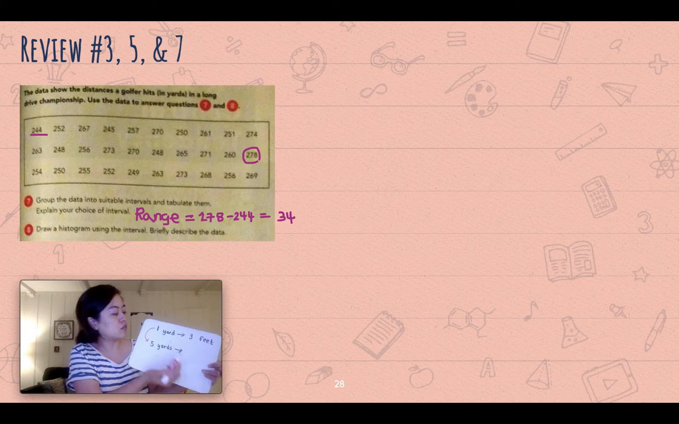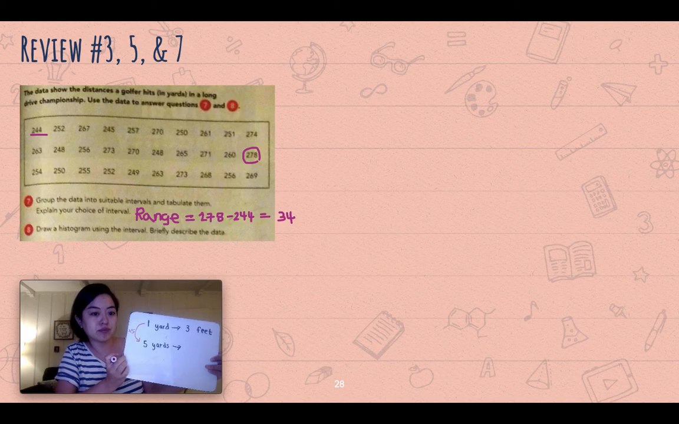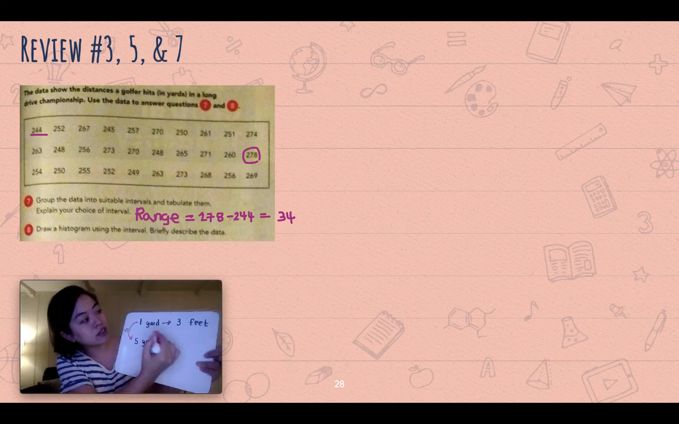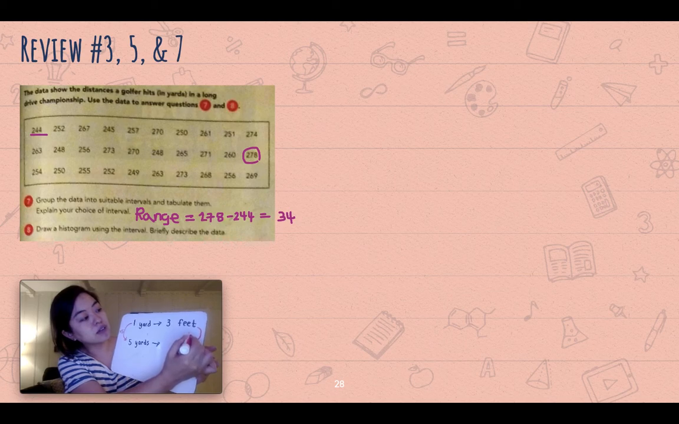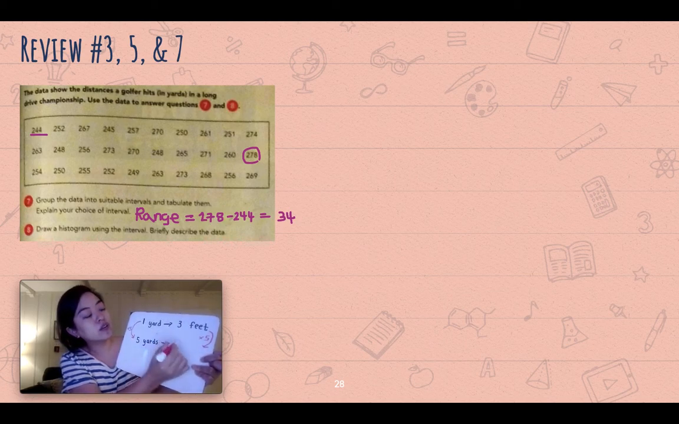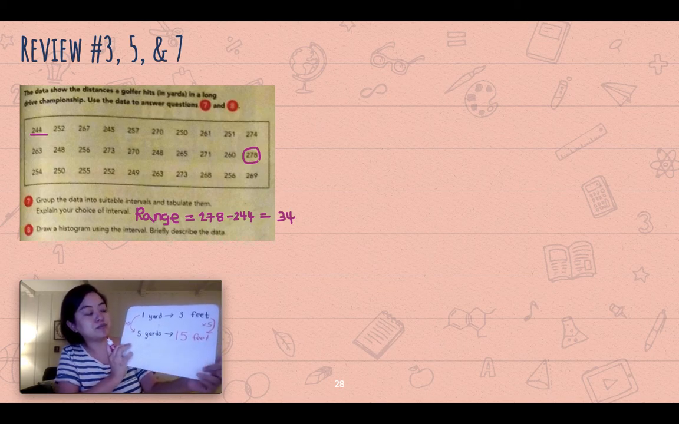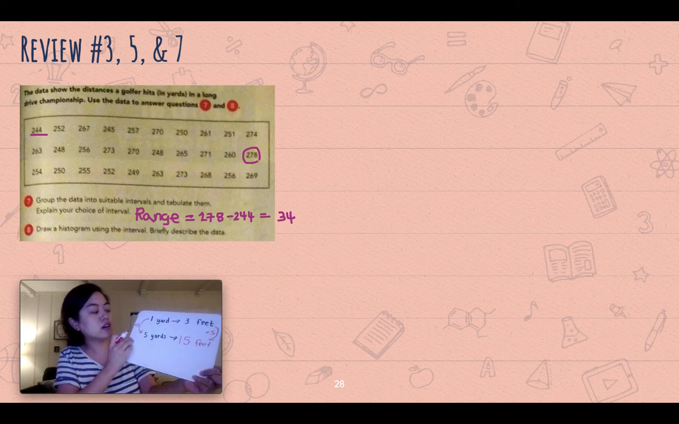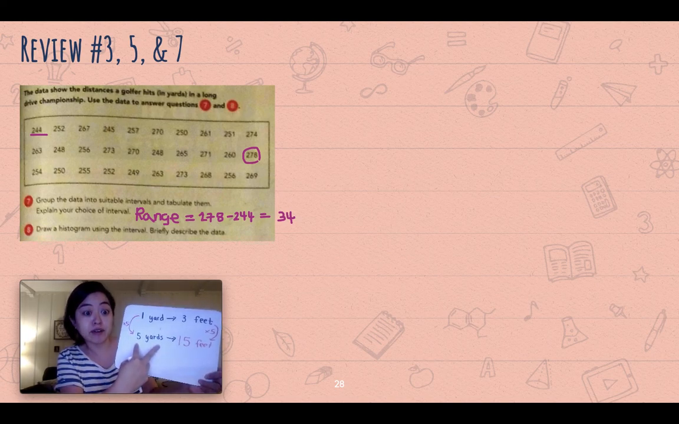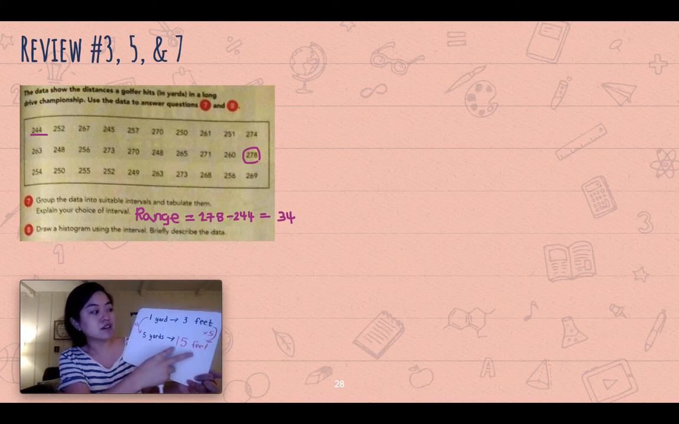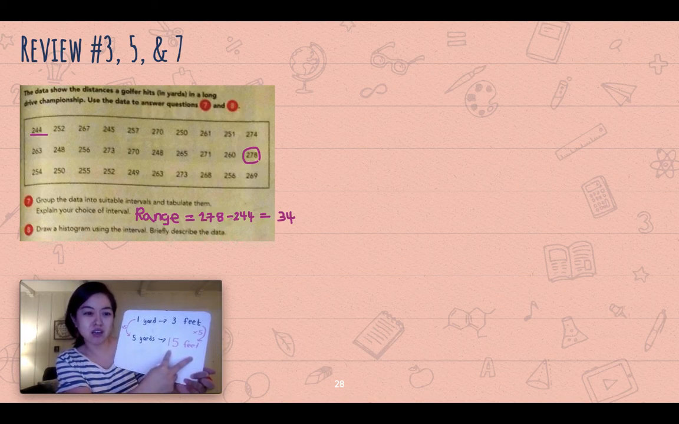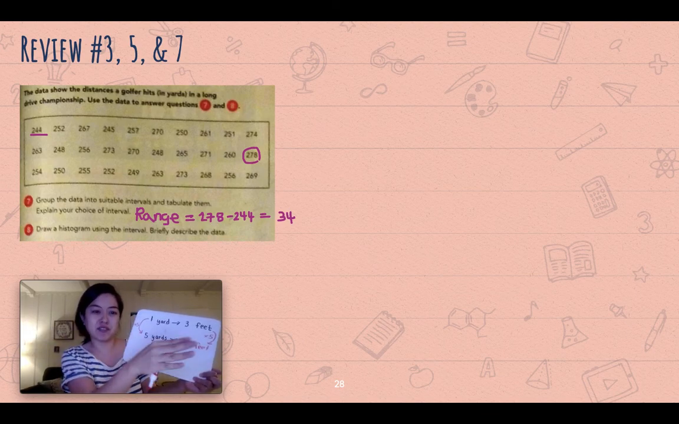5 yards is how many feet? So to get from 1 yard to 5 yards, I had to multiply by 5. So then I have to do the same thing here, right? I have to multiply that by 5. So this is 15 feet, okay? So I thought, okay, it might be good to see an interval where there's a span of 5 yards, because that shows 15 feet, a ball being hit like every 15 feet, okay?